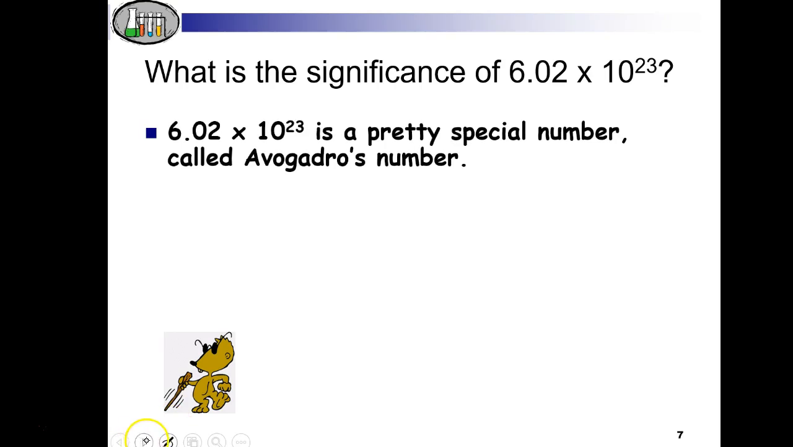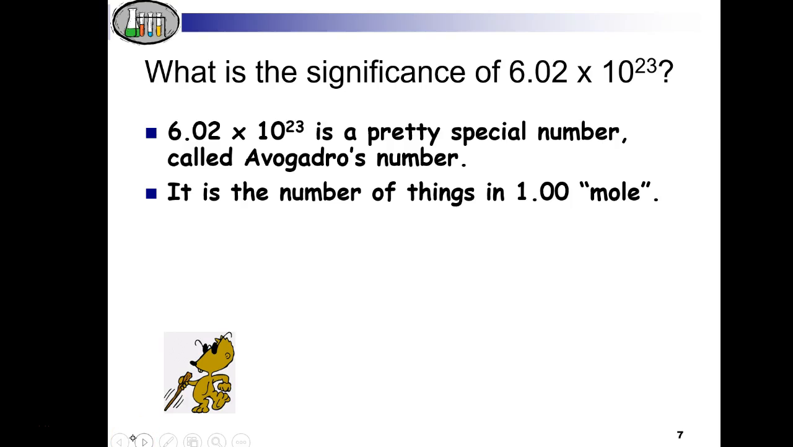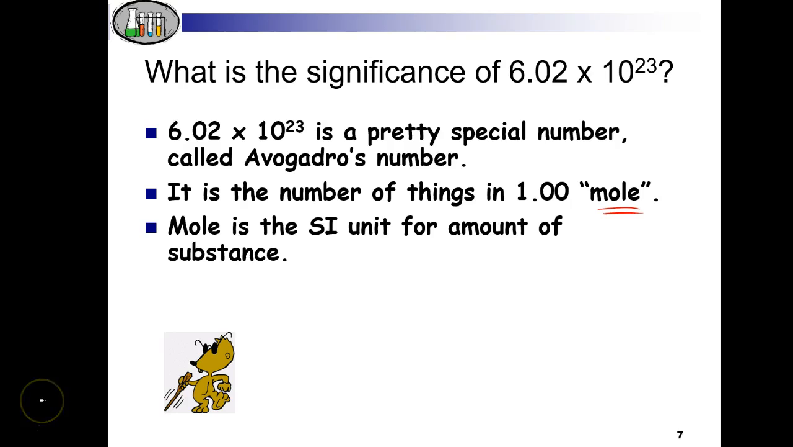And it's a pretty special number because it's how many things there are in what we're going to call 1 mole. That is a unit of measurement of how many things you have. 1 mole is 6.02 times 10 to the 23rd, whatevers. So the mole is the official SI unit for the amount of a substance.